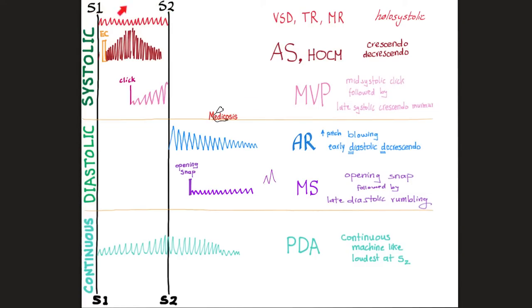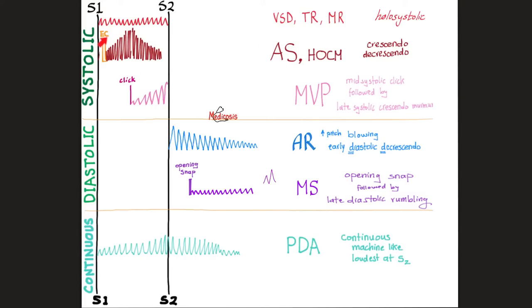Lub and dub. Between S1 and S2, we have systole. Mitral valve prolapse is a systolic murmur. We have a mid-systolic click followed by a murmur of regurgitation. Notice the difference between the click of the mitral valve prolapse and the ejection click of aortic stenosis. The ejection click of aortic stenosis is early systolic, whereas the click of mitral valve prolapse is mid to late systolic. Here is another key difference between the click of aortic stenosis and the click of mitral valve prolapse.